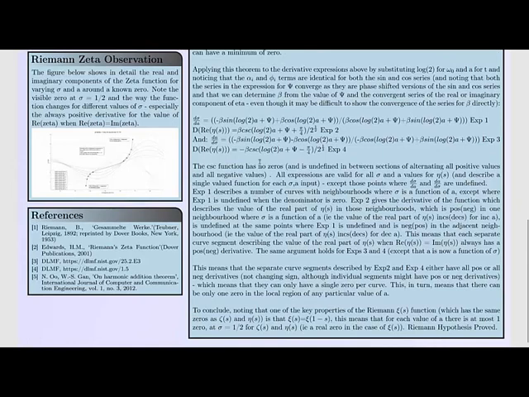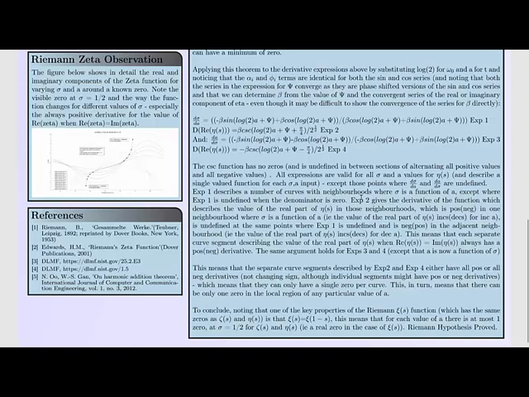Important things to note now. The cosec function has no zeros, so this total derivative has no zeros and is undefined in between sections of alternating all positive values and all negative values. These expressions are valid for all sigma and for all a values for eta, and describe a single valued function for each sigma, a input, except those points where d sigma dA and dA d sigma are undefined. Expression 1 describes the number of curves with neighbourhoods where sigma is a function of a, except where expression 1 is undefined when the denominator is 0.